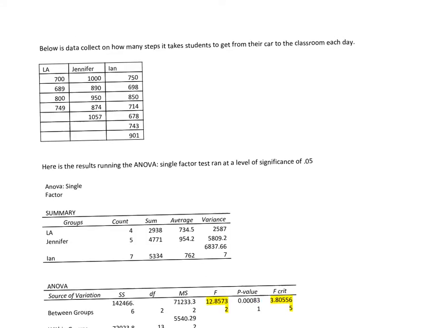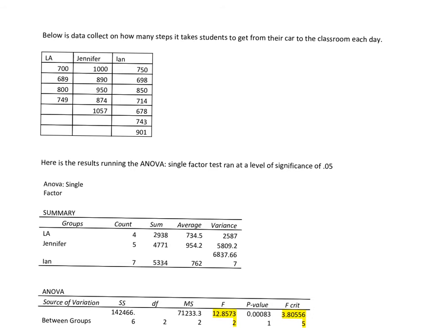So here's our first example. It says, below is data collected on how many steps it takes students to get from their car to our classroom every day. So these are 3 students who collected, admittedly, a small sample of data. And so I ran the ANOVA. First of all, I would run an ANOVA. That's always the first step. So I would say the mean of the first group is equal to the mean of the second group is equal to the mean of the third group. And alternatively, I would say at least one pair is different.